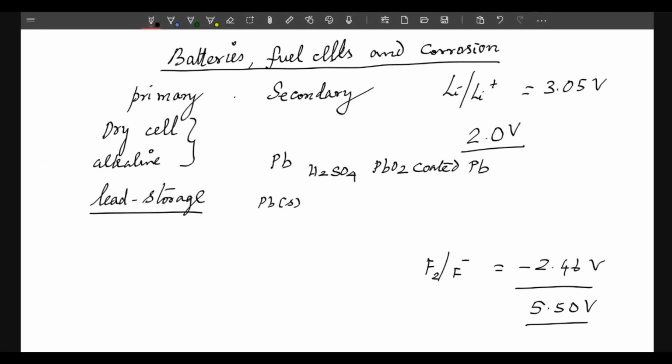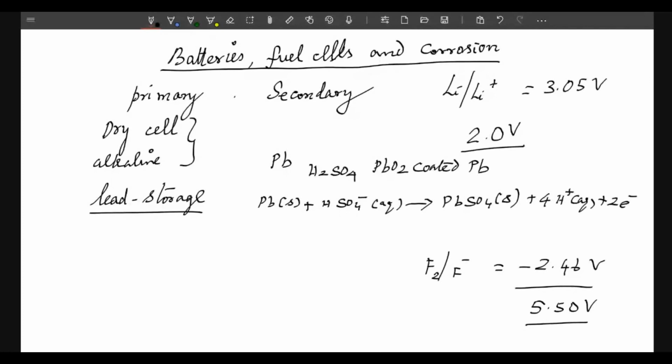The lead in the solid state reacts with the hydrogen sulfate HSO4 minus, derived from aqueous sulfuric acid, giving lead sulfate, an insoluble solid deposited on the lead anode, and H plus ion aqueous plus 2 electrons.